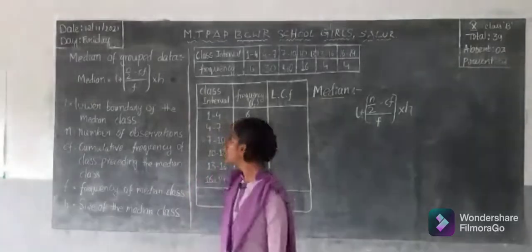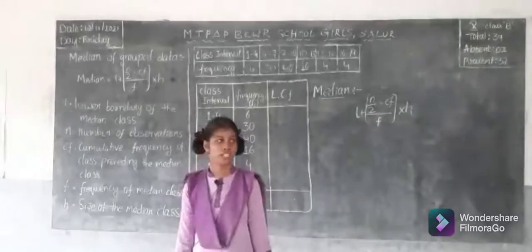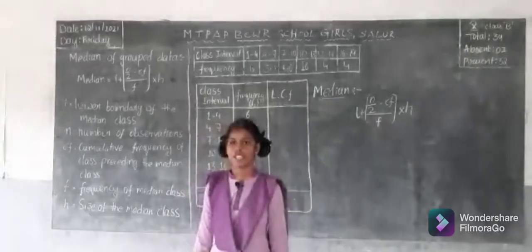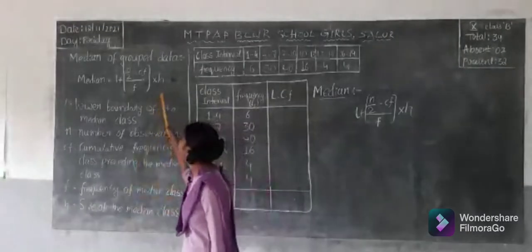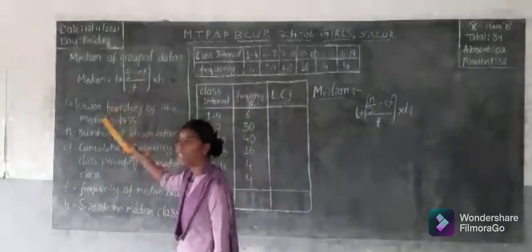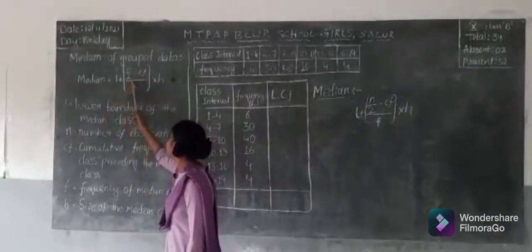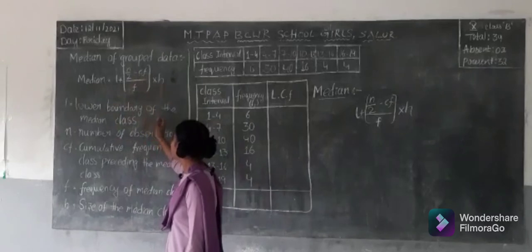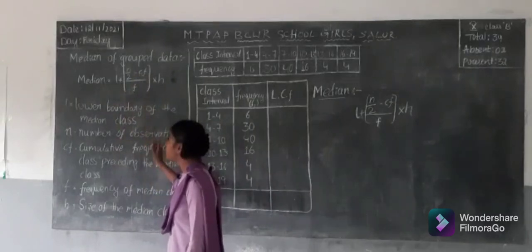Median is the middlemost value of given observations when they are arranged in ascending or descending order. Here is the formula of median of grouped data. Median equals L plus (n by 2 minus CF) by F into H. Here is the explanation of the median formula.